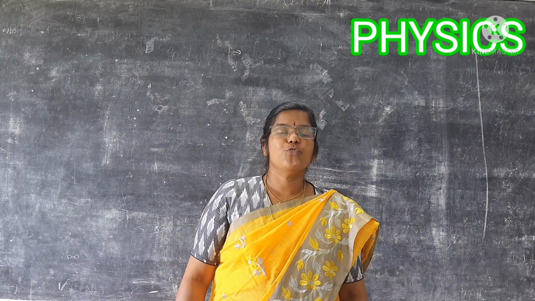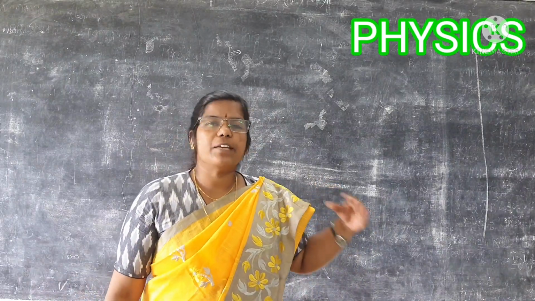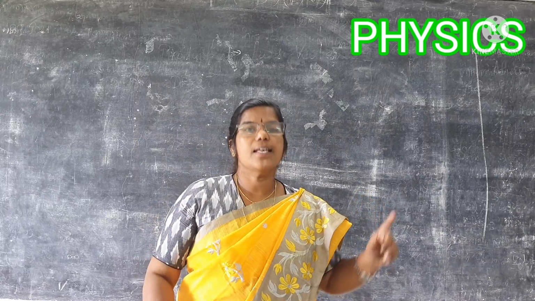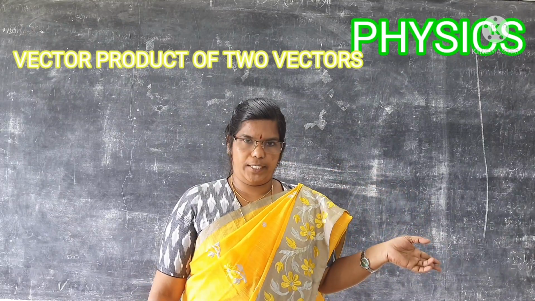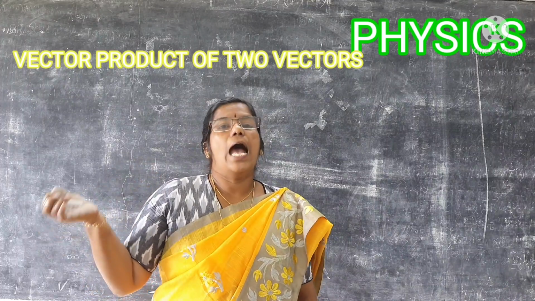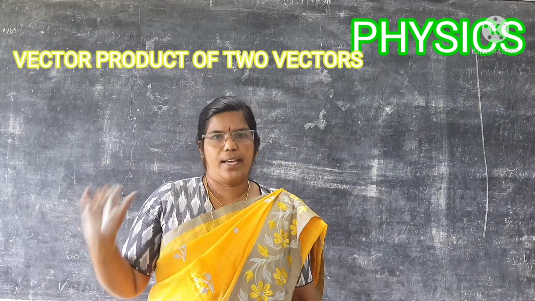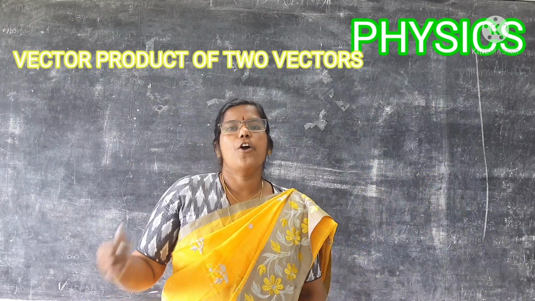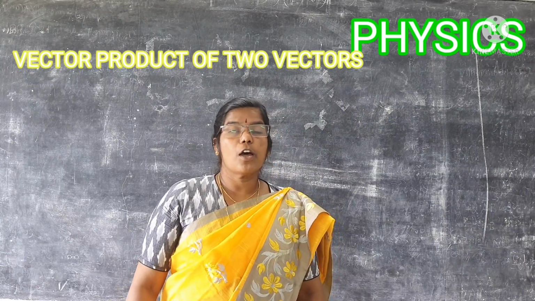In today's class, we will be studying about vector product of two vectors. In the previous class, we studied about scalar product of two vectors, and in today's class, we will be studying about vector product of two vectors. In scalar product of two vectors, the resultant will be a scalar. And in vector product of two vectors, the resultant will be a vector. This is the difference. The scalar product is called dot product. Vector product is called cross product.